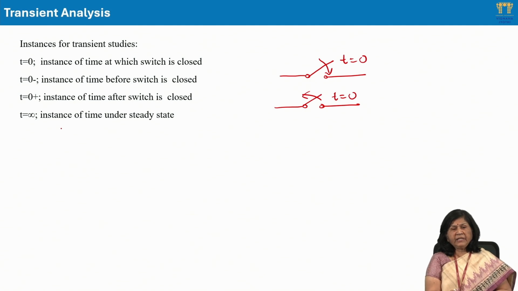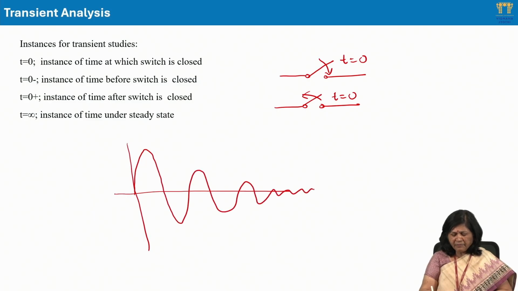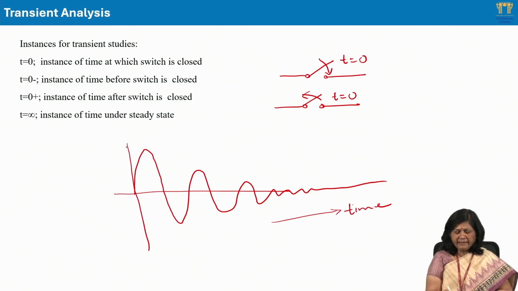And T equal to infinity is not an infinite time, it is some finite time under steady state operation. As we have seen in the previous waveforms, the voltage goes up, goes down, and then it settles down after some period of time. That time at which the voltage settles down, we call it time T equal to infinity.